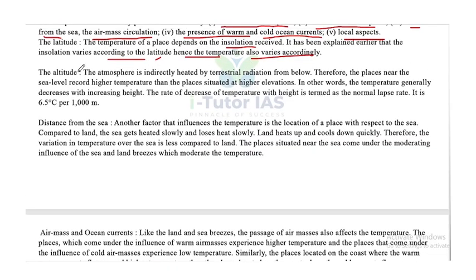Second one is the altitude. The atmosphere is indirectly heated by terrestrial radiation from below. Therefore, the places near the sea level record higher temperature than the places situated at higher elevations. In other words, the temperature generally decreases with increasing height. The rate of decrease of temperature with height is termed the normal lapse rate. It is 6.5 degrees Celsius per 1000 meters.